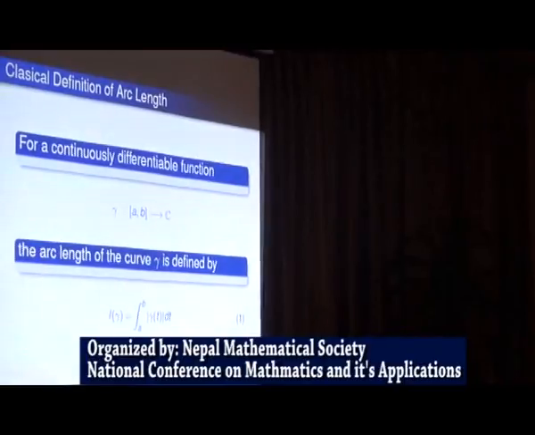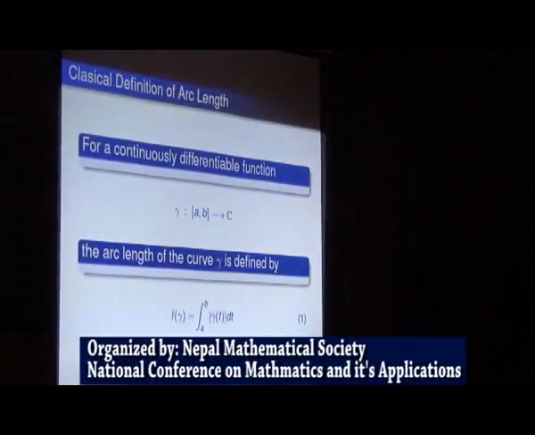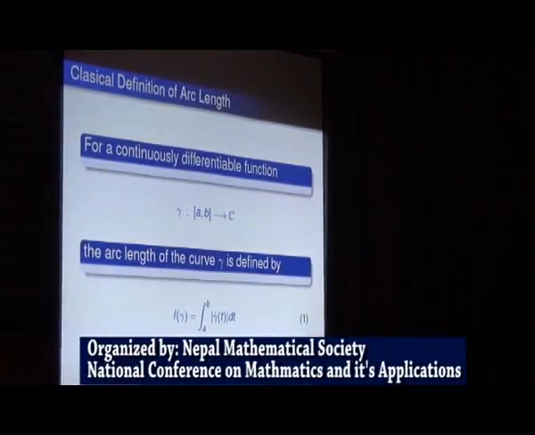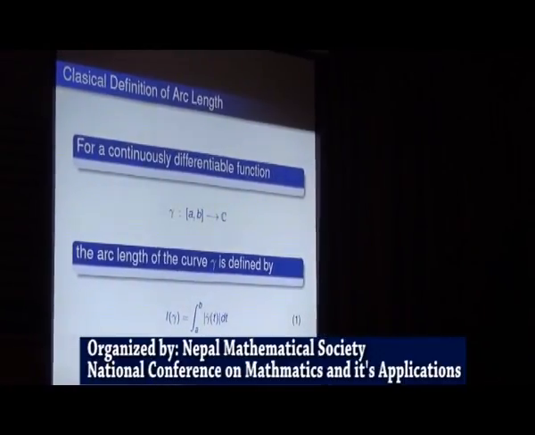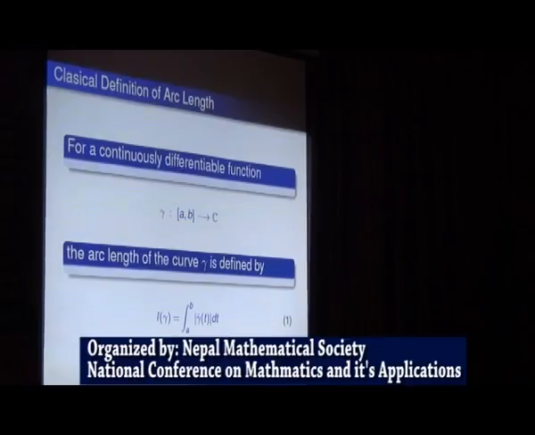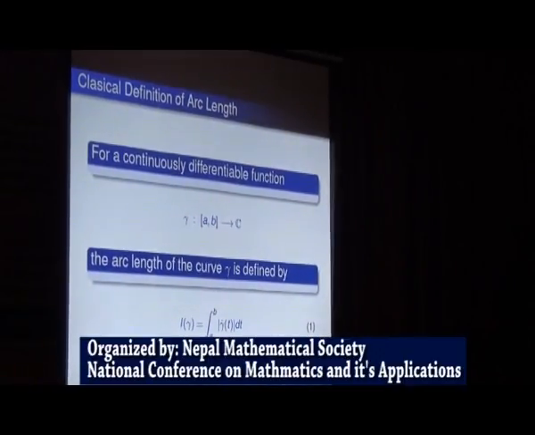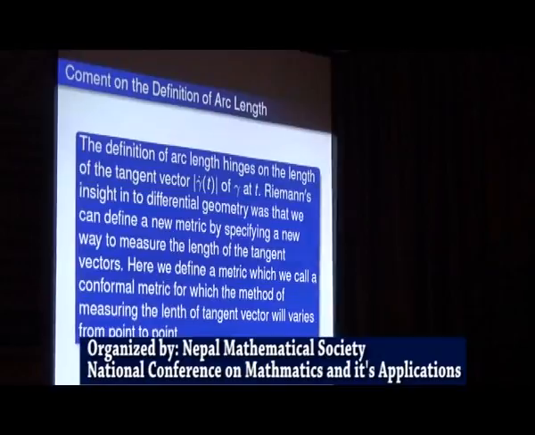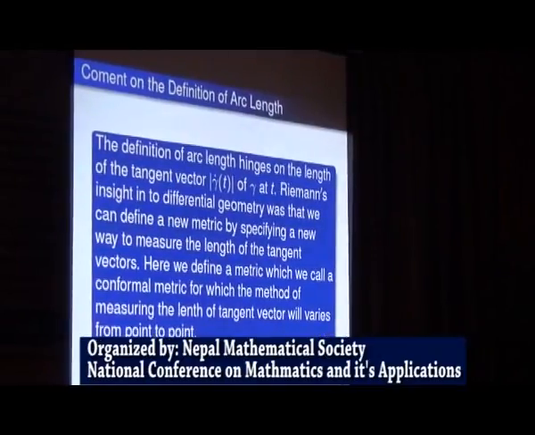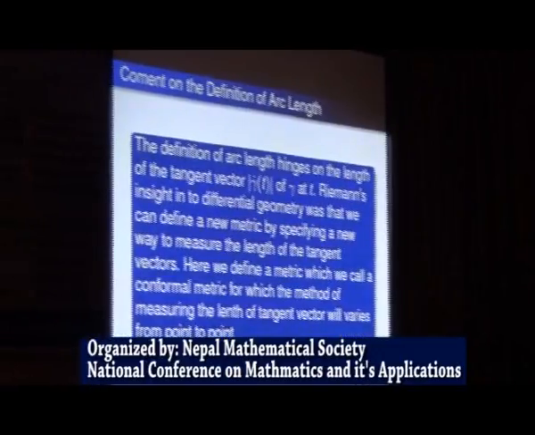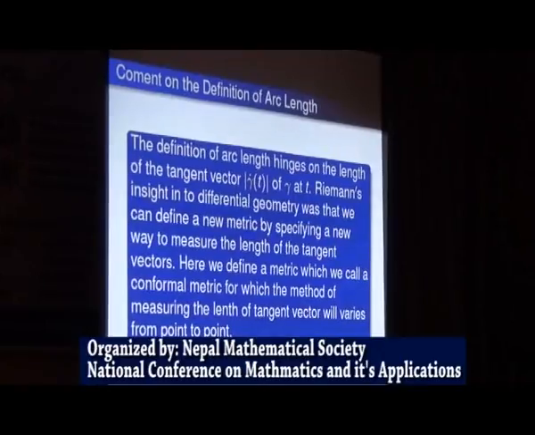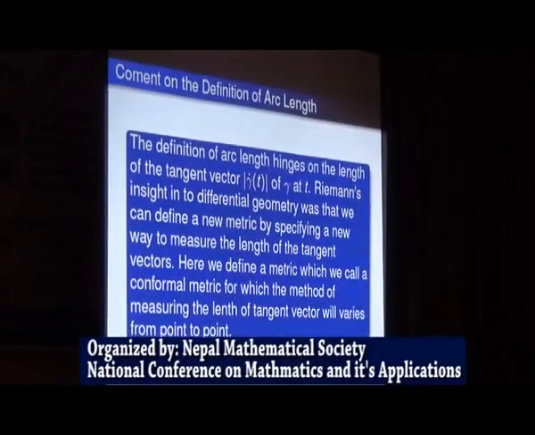So here is the classical definition of the arc length. If our function is continuous or piecewise continuous, then this is the classical way to define the arc length in calculus. We know everything about it. But the problem is that the definition of the arc length totally depends on the measurement of the tangent vectors. Riemann's insight in differential geometry was that we can define a new kind of metric.